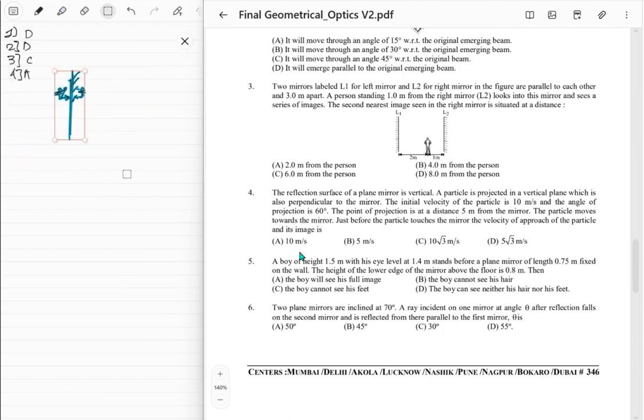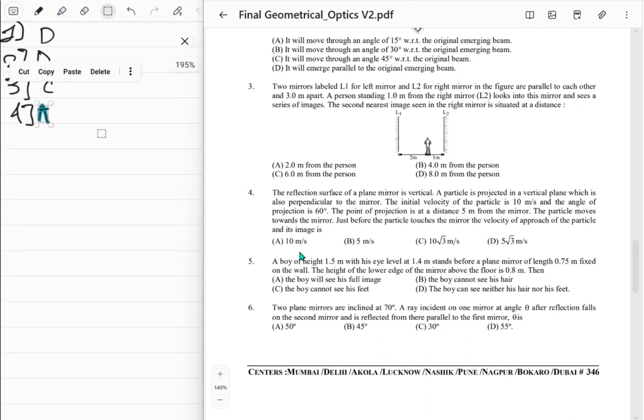Fifth. A boy of height 1.5 meters with his eye level at 1.4 meters stands before a plane mirror of length 0.75 meters. So the boy's height is 1.5, eye level is 1.4. What is the question though? The height of the lower edge of the mirror above the floor is 0.8.